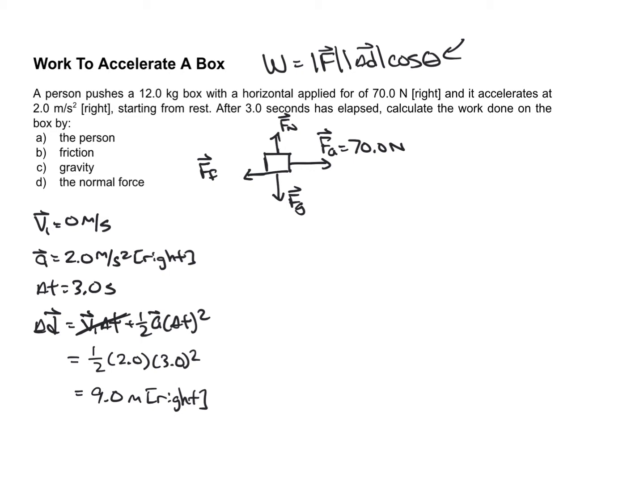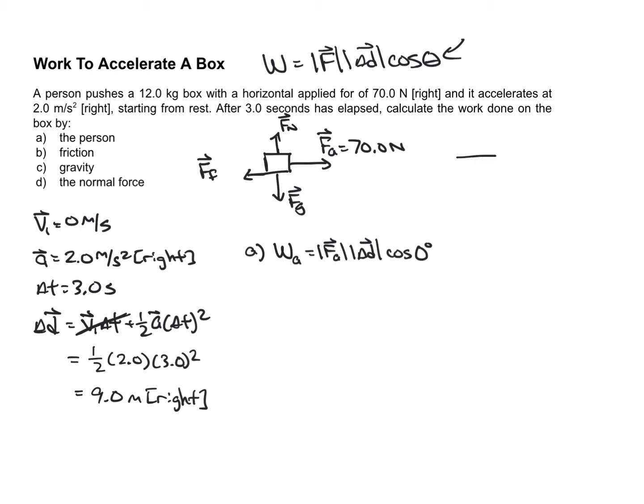I can solve part A first. I have all the information I need to solve part A. So the work done by the person, that's the applied force. I will label that as W sub A, work done by the applied force. That'll be the applied force times the displacement times cosine of 0 degrees, because the applied force is to the right, the displacement is also to the right. So since they're in the exact same direction, the angle between those two vectors is 0.